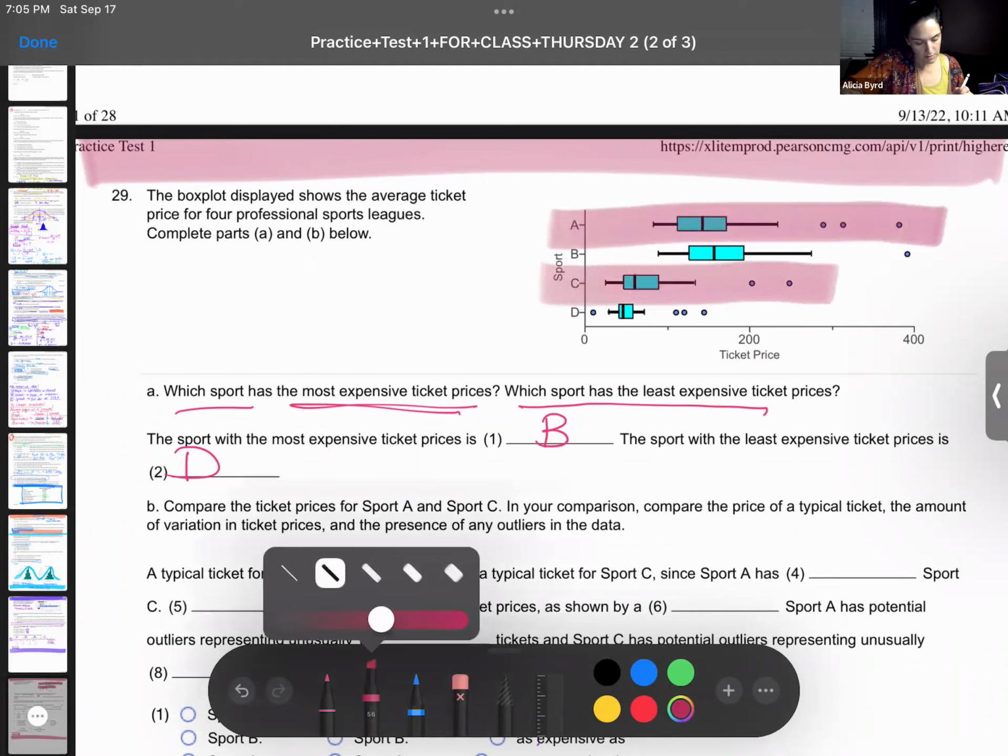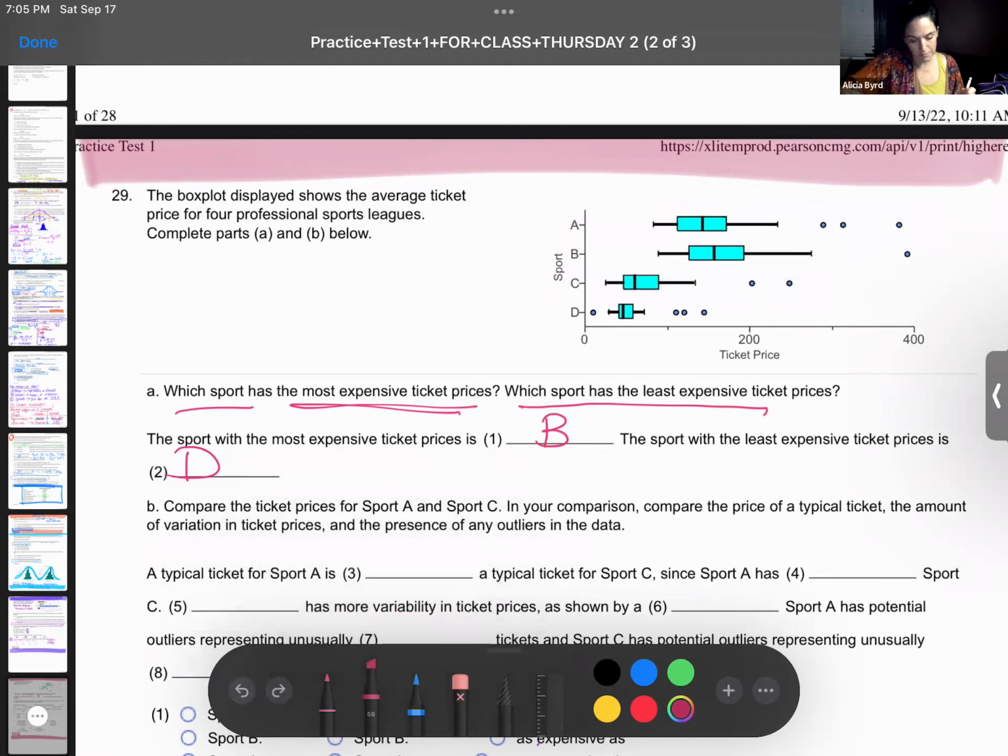I'm actually gonna make that a little bit less thick. Let's try this one more time. So let's look at A. Oh my, that's maybe not thick enough. I'll just have to write a little neater. So let's try this one more time. Okay. I don't know what's going on. Okay. So that was B, most expensive, and D was least.